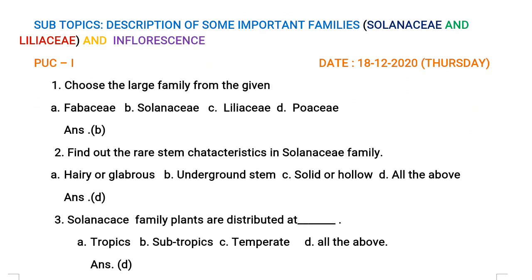Now, second question. Find out the rare stem characteristics in Solanaceae family. So here, let's see options. Option A, hairy or glabrous. B, underground stem. C, solid or hollow. D, all the above. The correct option for this question is option D, all the above.